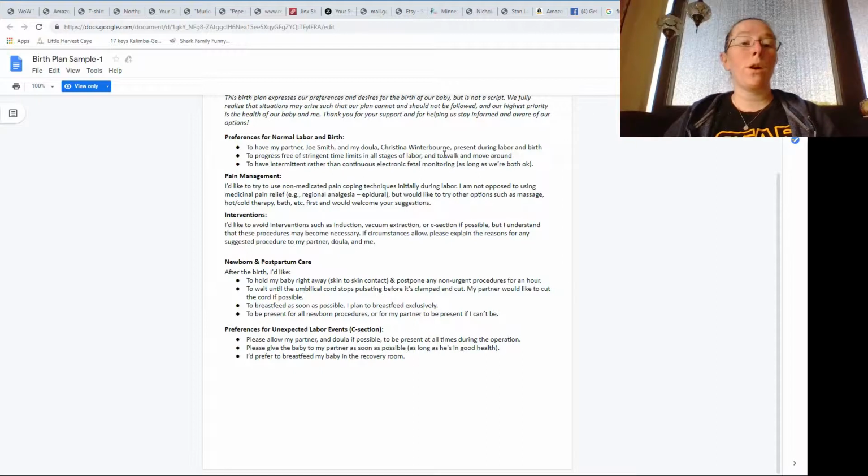Now, if you are a person who wants to get up and walk around, or to be able to move, to labor in different positions, if you want a water birth, all of that will require intermittent fetal monitoring versus continuous. Continuous means you're laying on your back, it's strapped to your belly, and you're not moving. You're just laboring in that position.